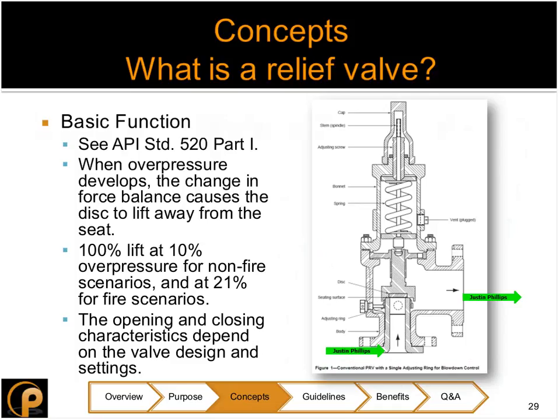So the idea is that pressure reaches the valve set point and continues increasing into the realm of overpressure. The force against the spring right here causes the spring to compress and the disc, which is right there, to lift away from the seat. Valves are designed to achieve 100% lift within 10% overpressure. That is 10% above the set pressure for non-fire overpressure scenarios. For fire case, it's 21% overpressure, which happens to be 10% over 10% overpressure.